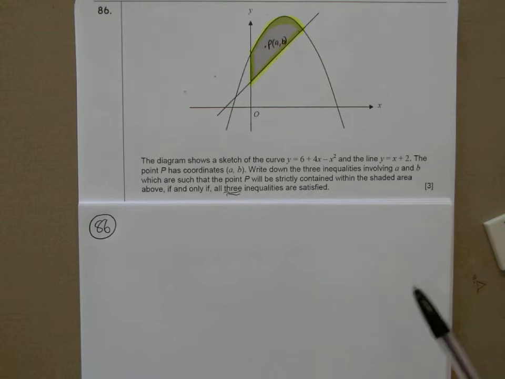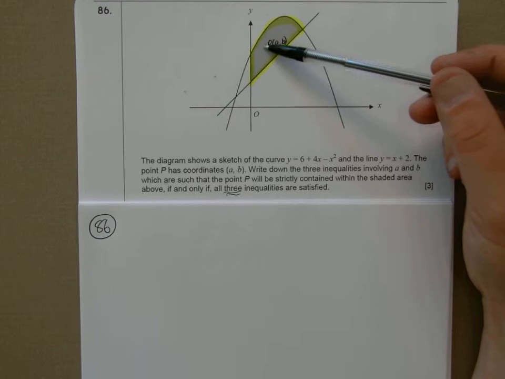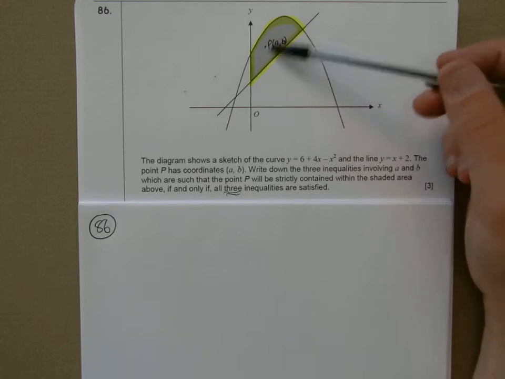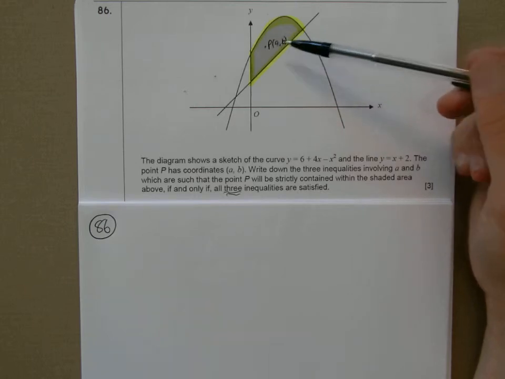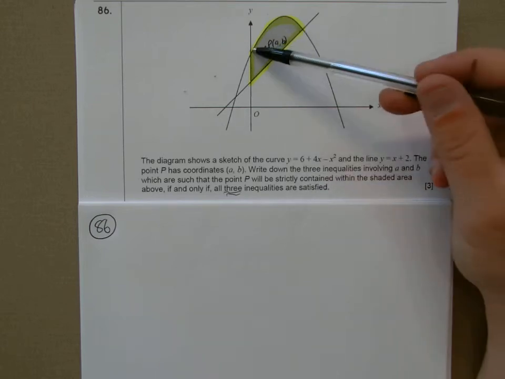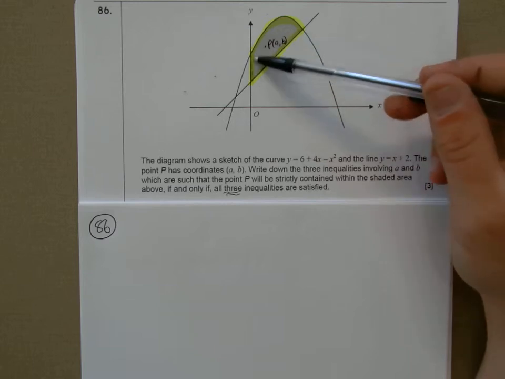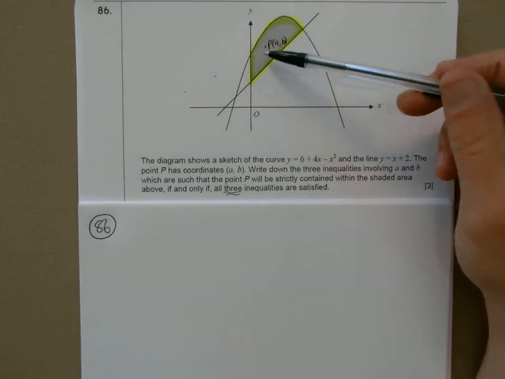We're asked to find three inequalities so that we have P inside this region here, that's shaded. And it says strictly contained within the shaded area. So in other words, it can't actually be on the curve, and it can't be on this line, and it can't be on this y-axis here. It's got to be the shaded part only.